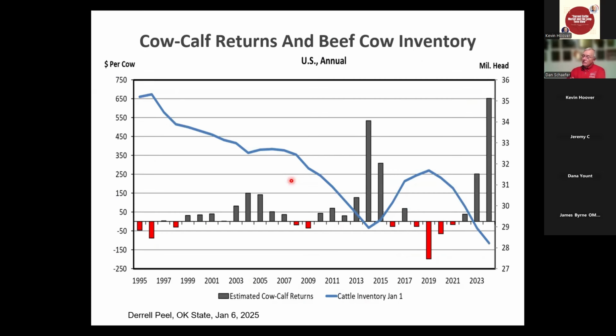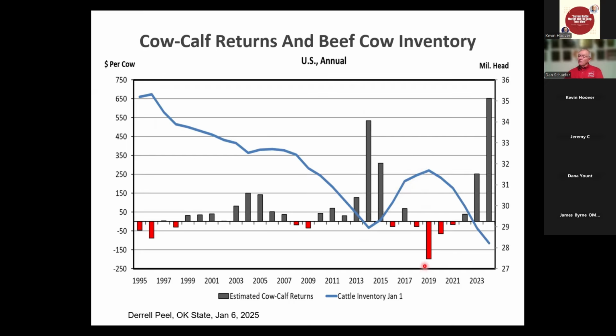Cow-calf operators, the cattle cycle is interpreted as follows. When cow-calf operators experience profitability, then they are inclined to want to multiply that profit by increasing the size of their cow herds. So in 2014, you can see here that the profit per cow sent a very solid signal to the industry that there was profitability, and so the cow herd operators increased the size of the beef cow herd thereafter. So cow herd inventory increased thereafter up to this 31.5 million or so.